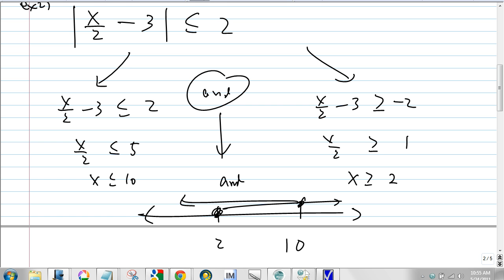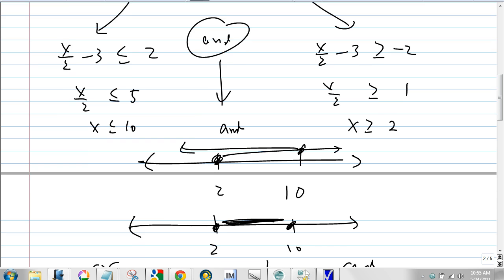Closed circles on 2 and 10. Yeah, how do we read that? All real numbers between 2 and 10, including the endpoints. That's right. Okay? Very good. How many people got this? Raise your hand. Very good.